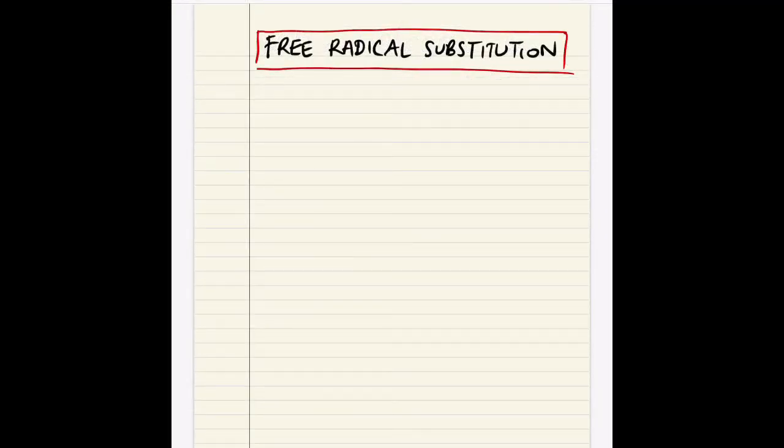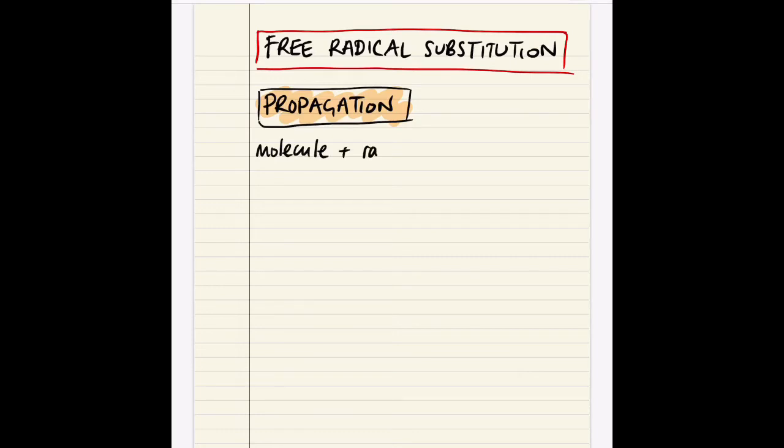So what we have here is our next step in our free radical substitution mechanism. This is the propagation stage. In the propagation stage, we are taking a molecule and a radical, and we're making a different radical and a different molecule. So the radical that we have would be a radical that has arisen due to the initiation step. So we've got that radical, which remember is a species with an unpaired electron. So that's what's happening in this propagation stage.